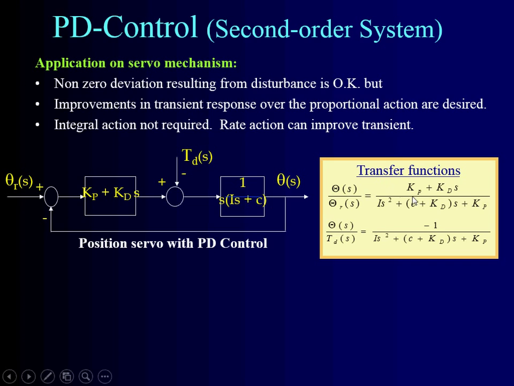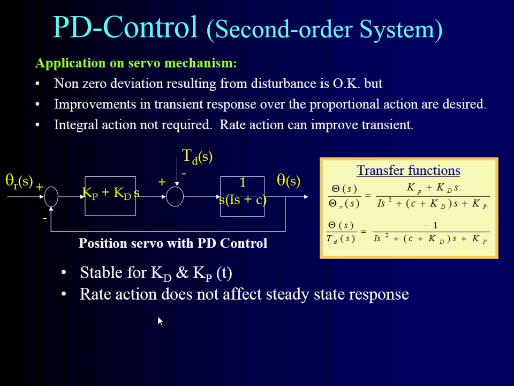So what you are seeing here is the product of this times this and those two combined with the feedback loop. That's how you get this. Remember, the feedback loop transfer function is the result of a feedback loop transfer function. This is stable system. The rate of action does not affect the steady state response. So PD controller for a second order system is good.